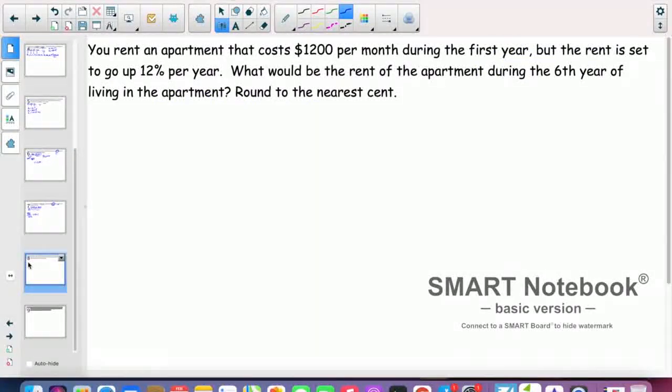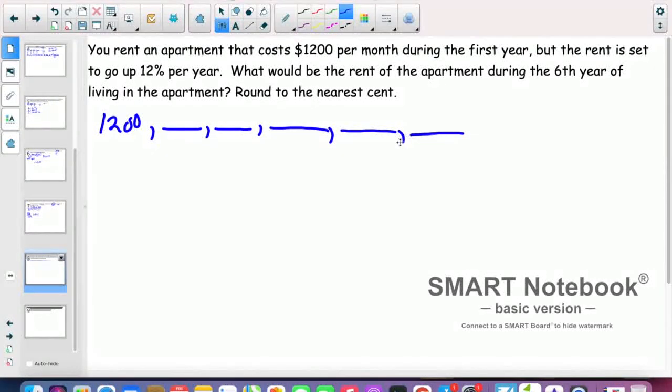You rent an apartment that costs $1,200 per month during the first year, but the rent is set to go up 12% per year. What would be the rent of the apartment during the 6th year of living in the apartment? Round to the nearest cent. Your rent is $1,200 per month. We are looking for the 6th year. So that's the first year, 2nd, 3rd, 4th, 5th, 6th. And again, since we're dealing with money, we're going to round this to the nearest penny.